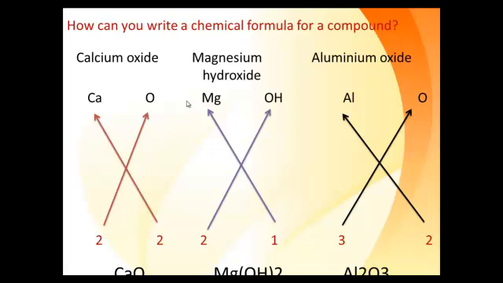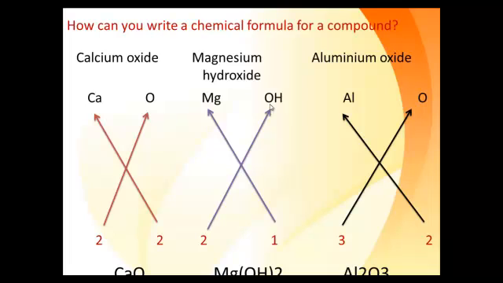Another example, magnesium hydroxide. Step 1. Write the name of the compound, magnesium hydroxide. Step 2. Write the symbol of each element or atomic group under the name. The symbol of magnesium is Mg. The symbol of hydroxide is OH.